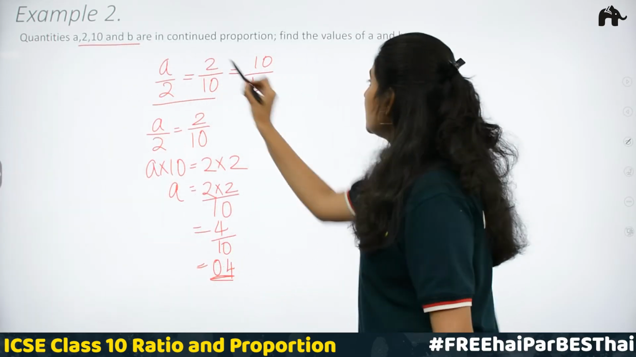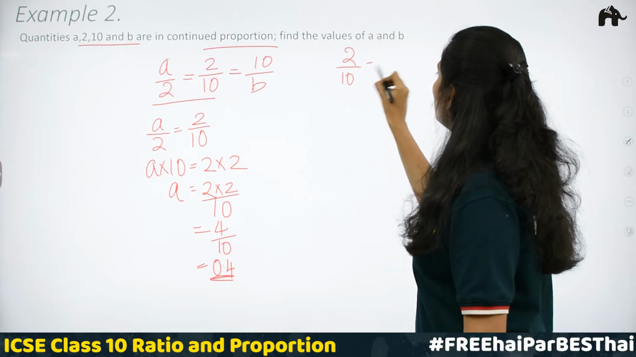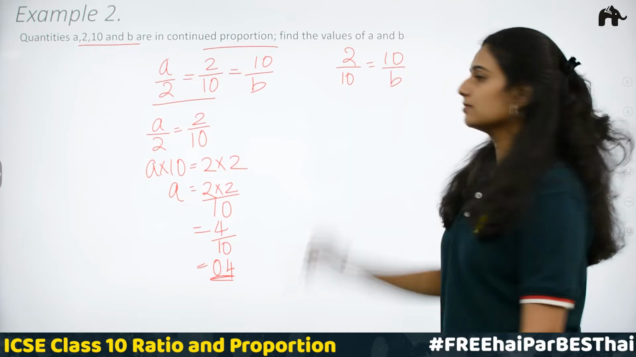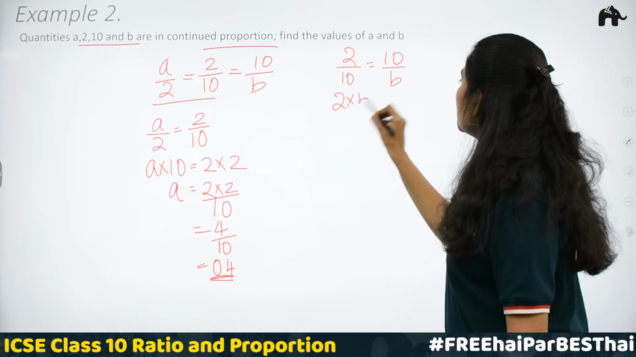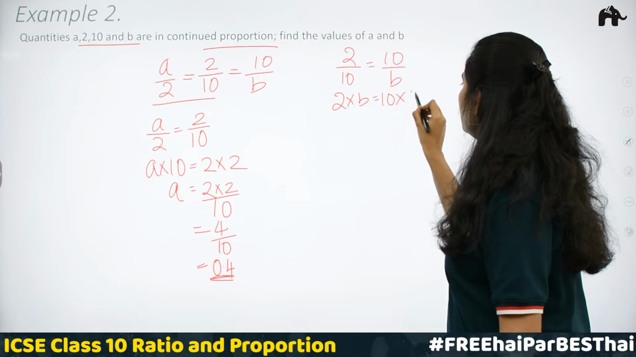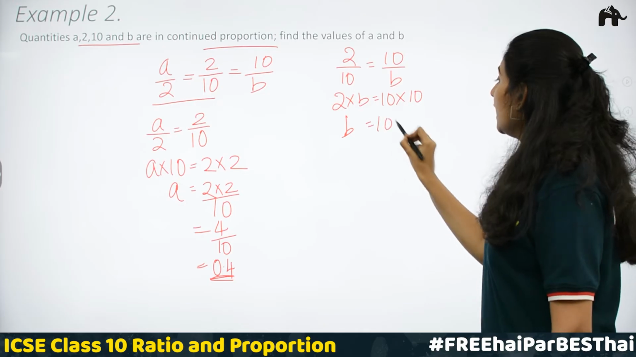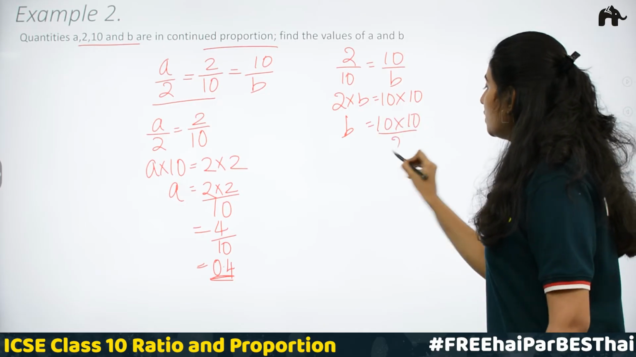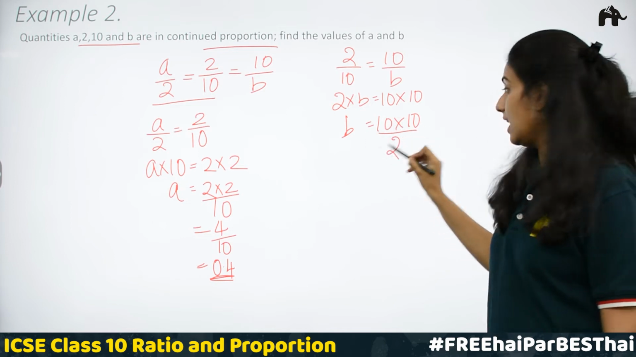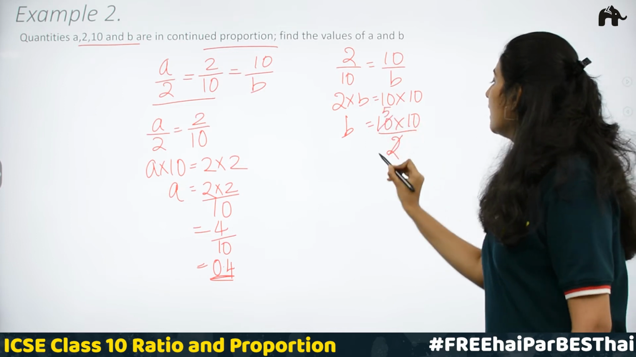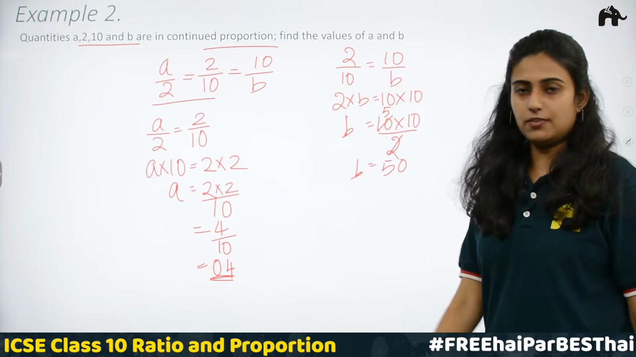Now, the second part, this part. 2 by 10 is equal to 10 by B. Again, cross multiplying. 2 into B is equal to 10 into 10. Or B is equal to 10 into 10 divided by 2, cancelling. 2 into 5 is 10. So, here we get 5. 5 into 10, 50. The value of B is equal to 50.